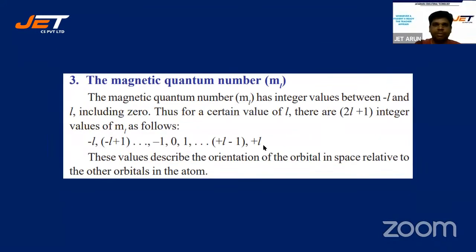The magnetic quantum number has integer values from -l to +l, including 0. Thus, for a certain value of l, you have 2l plus 1 integer values of ml. So it goes from -l to +l through 0. These values describe the orientation of the orbital in space, relative to the other orbitals in the atom. So ml describes the orientation of the orbital.